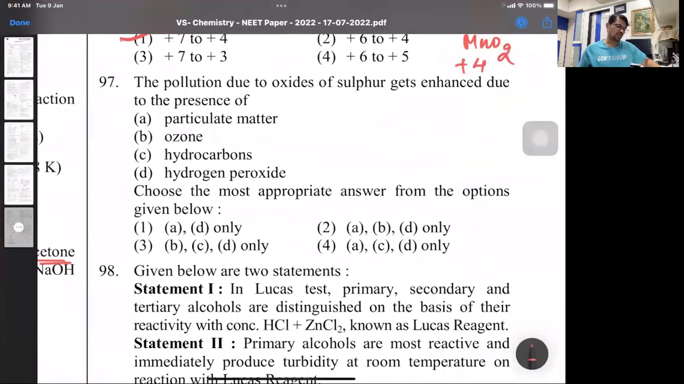97. The pollution due to oxides of sulfur gets enhanced due to the presence of, now, particulate matter, yes. It's also due to ozone, that's correct, as well as due to hydrogen peroxide, which produces the free radical. It's not because of the hydrocarbons. So 97 will be 2. That's A, B, and D.